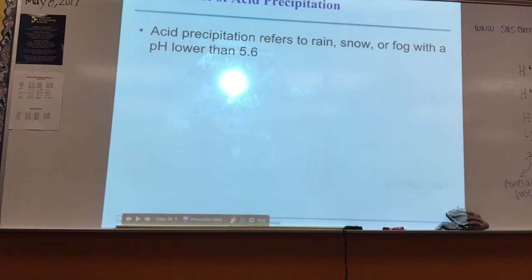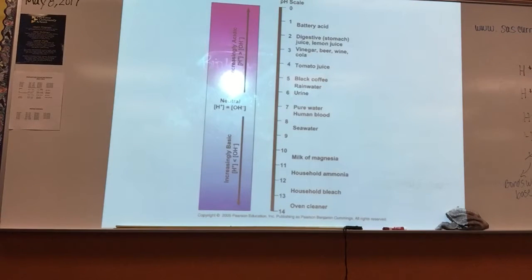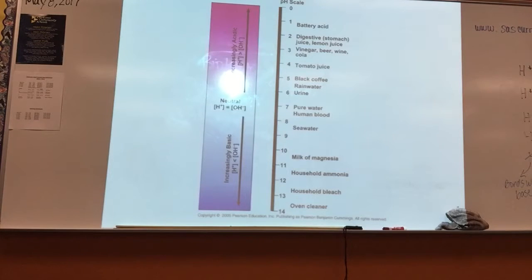Precipitation is basically anything water-based that falls from the sky. So rain, snow, fog, and it's considered acid precipitation when the pH is lower than 5.6. 5.6 is acidic, right? 5.6 is below a pH of 7. So let's go back to here, I can show you. Notice here the pH of rainwater is naturally acidic. All right, so it just has to be more acidic than 5.6.